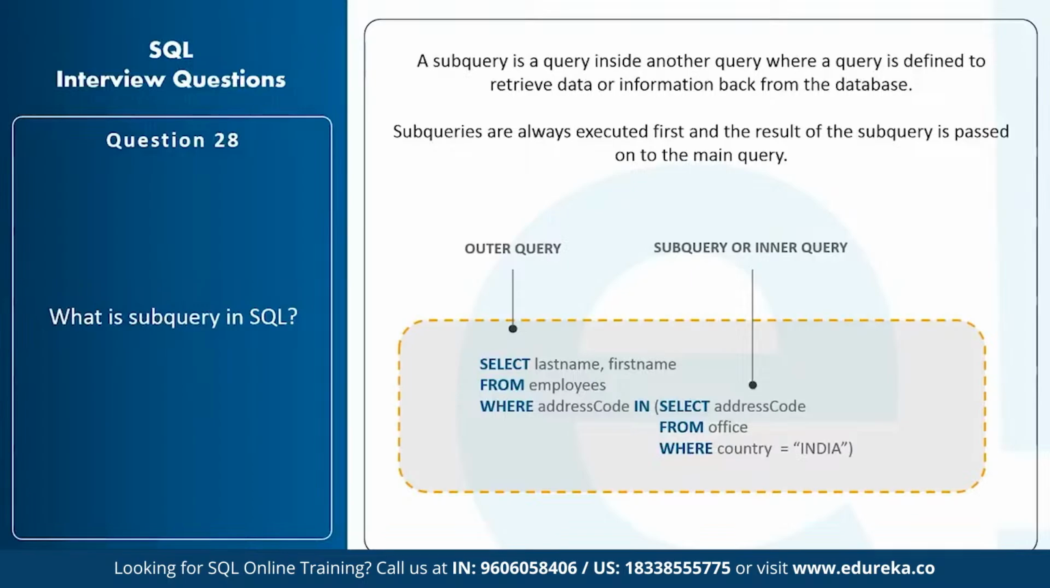So basically this query is assigned to retrieve data from the database, and this query will be executed first. If there are any errors in this query, then the complete query would not be executed. Only when the subquery is completely executed, then the outer query will be executed.